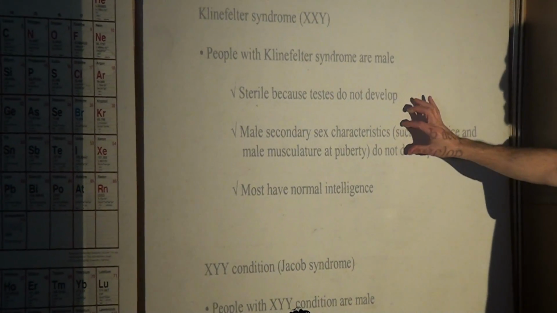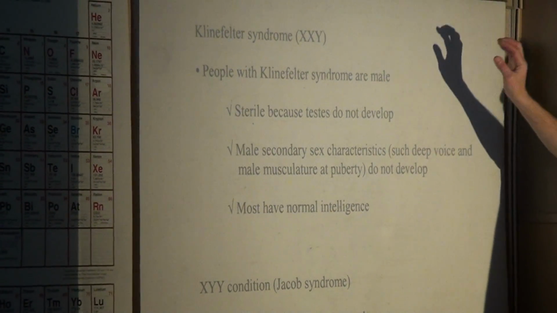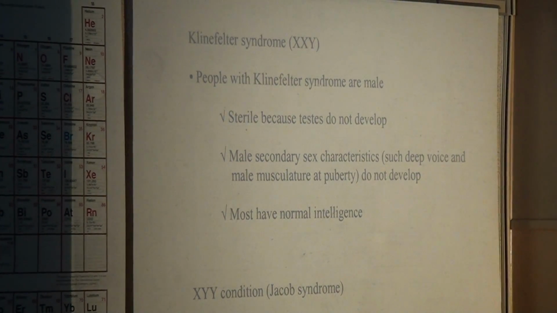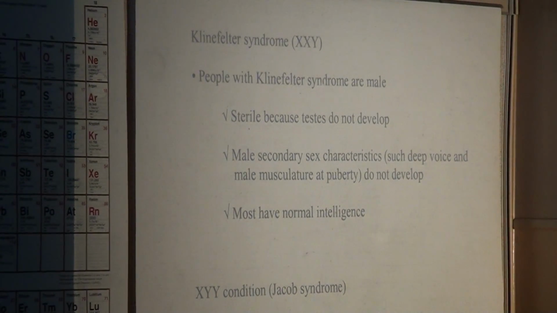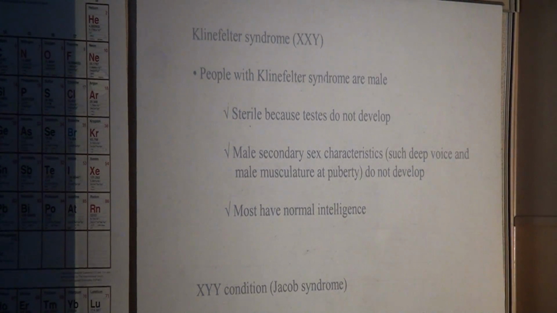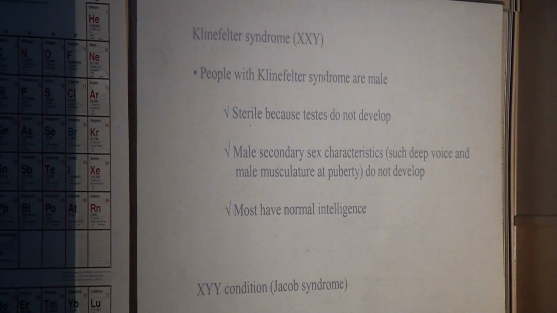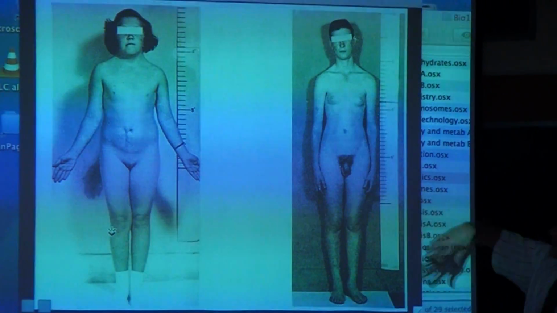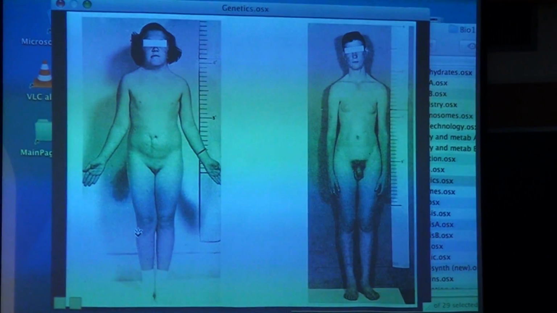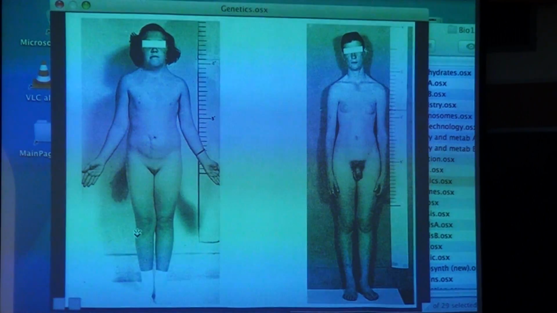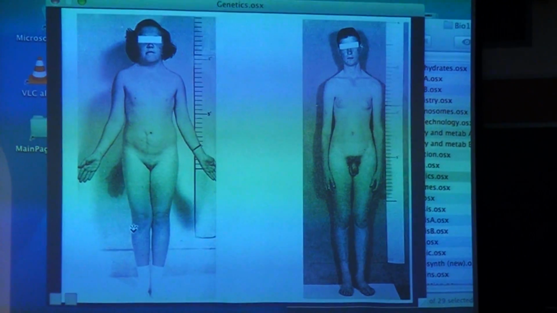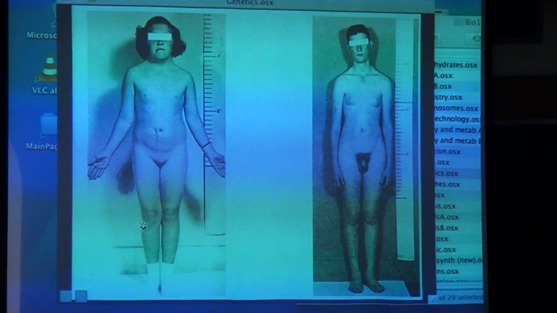And the testes are where testosterone is made, the male hormone. And so the male secondary sex characteristics, like the deep voice and more body musculature that are typical of males, don't develop. And that's what the gentleman here on my right has. You can see a little bit of feminization of the body, a little bit of breast development, and sort of a more female shape to the body because of the lack of testosterone. Again, it doesn't seem to affect intelligence. It's just more the sex characteristics.